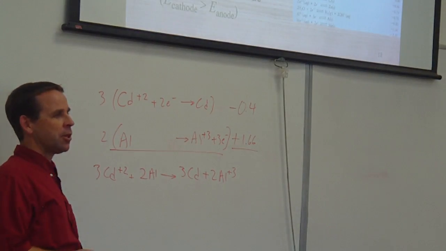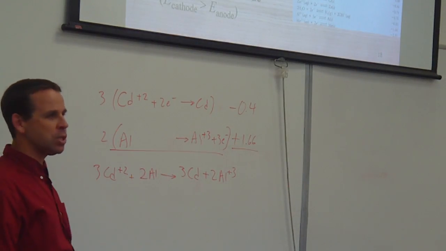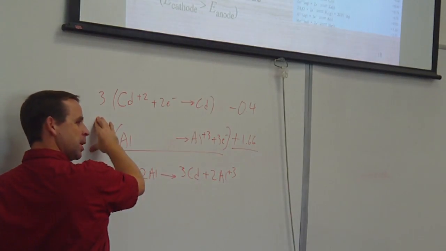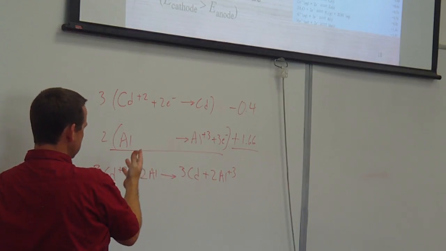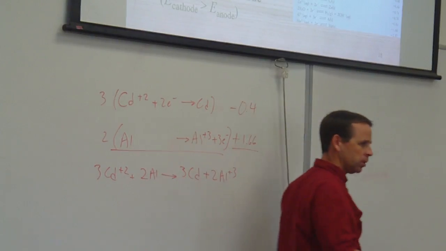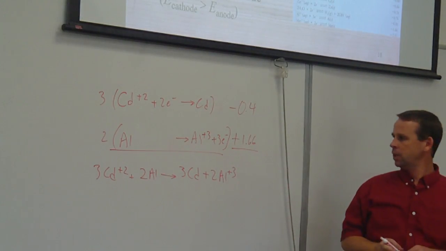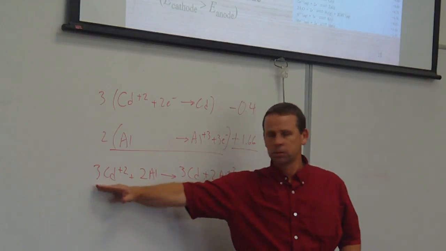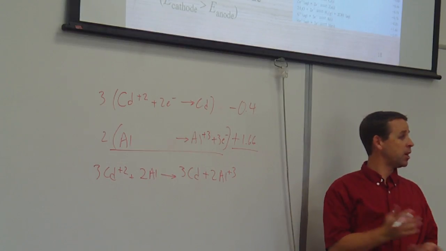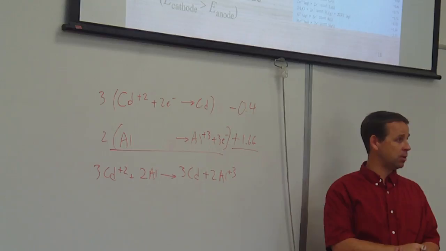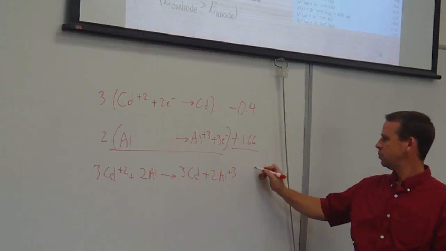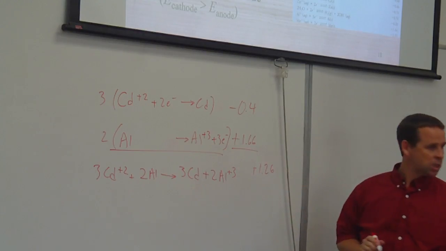All right? Now the voltage associated with this written equation does not change because I multiplied this by 3 and multiplied this by 2. It's because these E naughts that I have are still for just 1 molar of everything that's in solution. All right, 1 molar for standard potential, right? The standard E naught, right? So I still get, what did we say, 1.26.